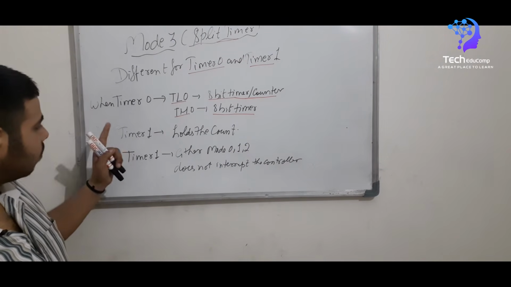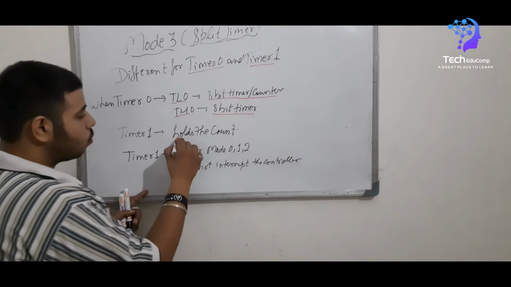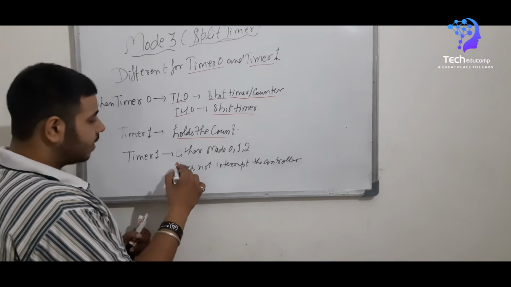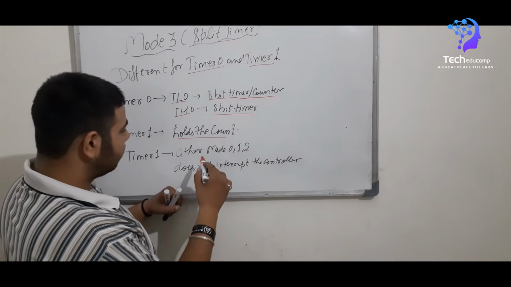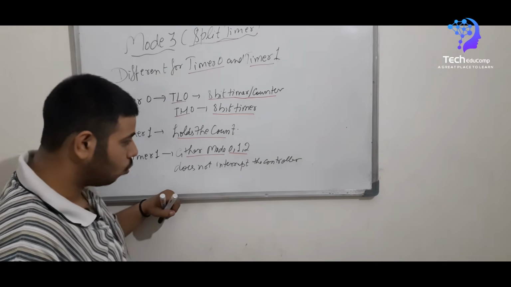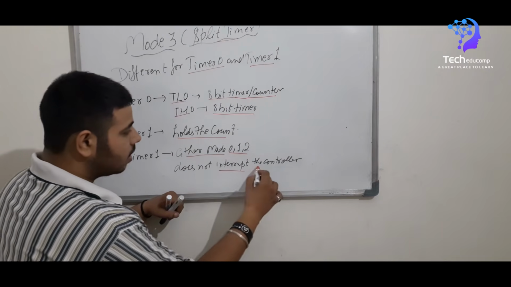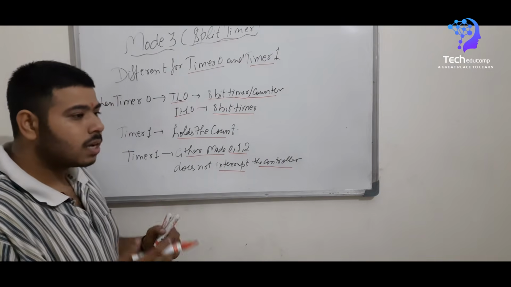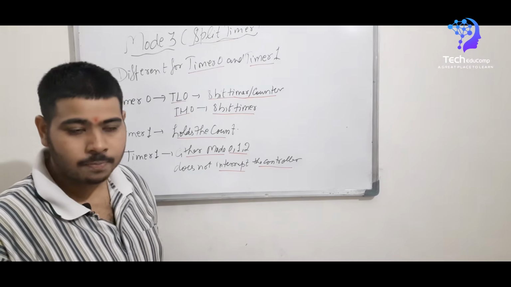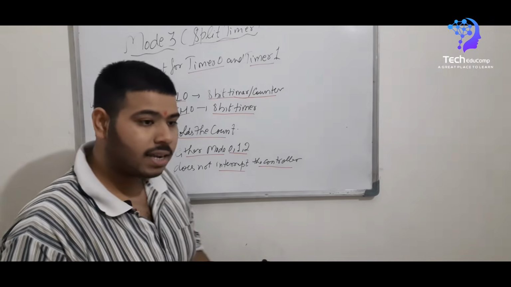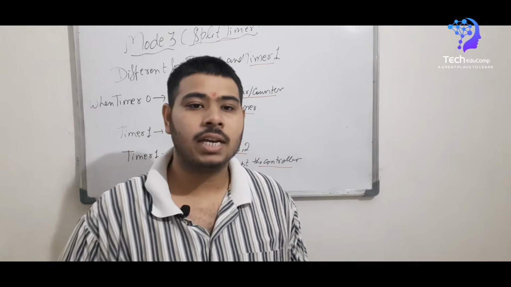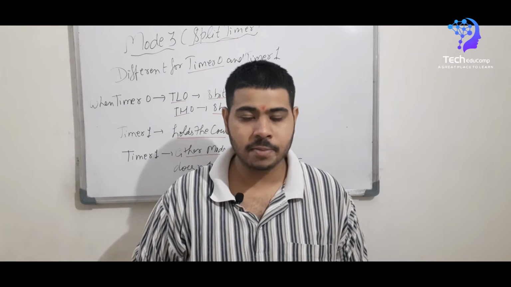Whereas when timer 1 works in mode 3, it only holds the count and does not run. Also, it can be configured as either mode 0, mode 1 or mode 2, and does not interrupt the controller. So the TF flag is only raised by the TH0 timer, and timer 1 is used as a baud rate generator. So this was mode 3 of timer and counter.